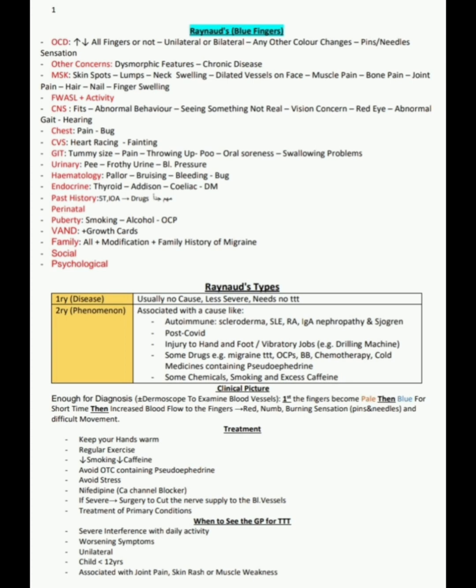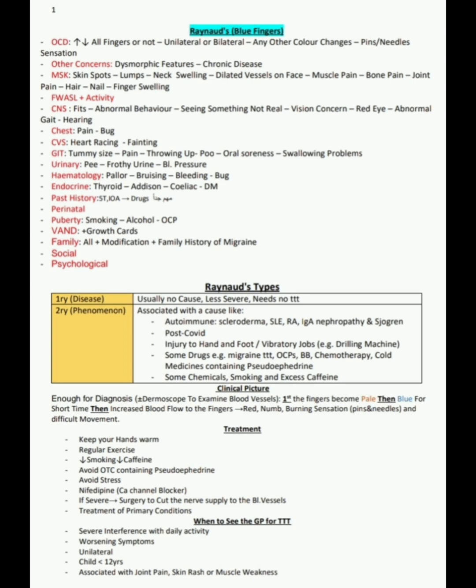What is the treatment we give in Raynaud's phenomena? We advise keeping your hands warm, regular exercise, decreasing smoking and decreasing caffeine. Avoid the OTC medicines containing pseudoephedrine. Avoid stress. Nifedipine, that is a calcium channel blocker. If severe, surgery to cut the nerves to the blood vessels. Treatment of the primary conditions.